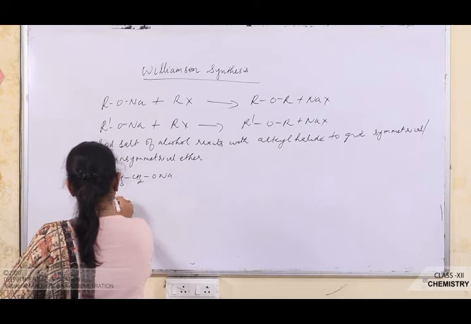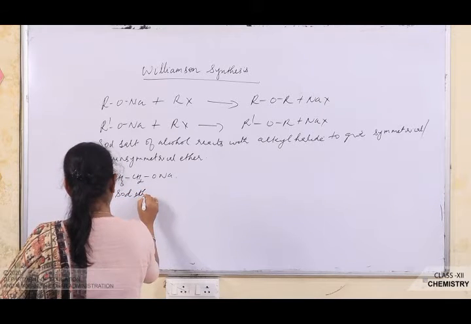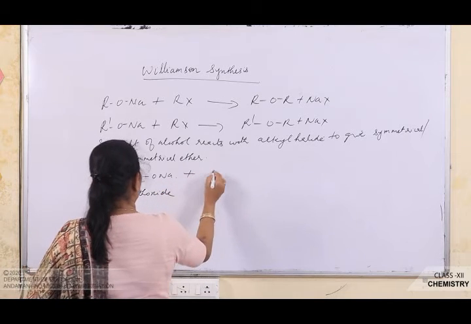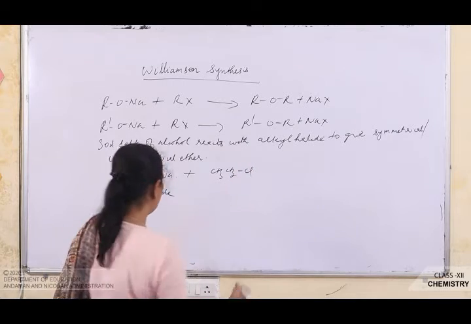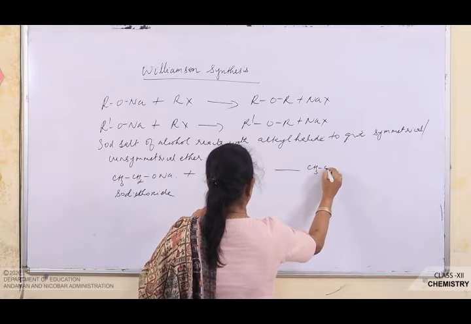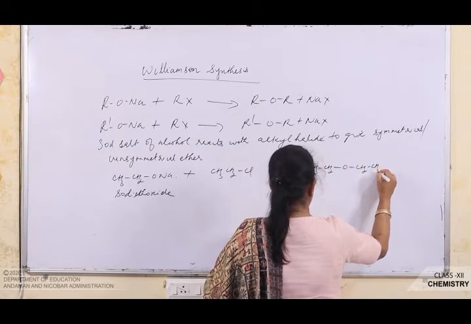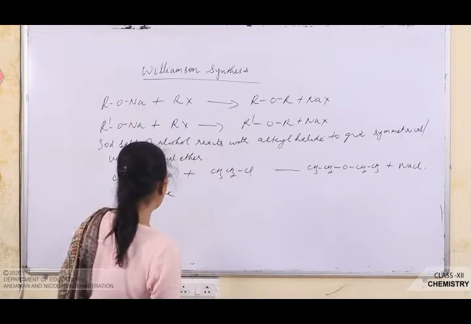So, I am just taking here, you see, CH3CH2ONa. What is this compound? It is sodium ethoxide, plus CH3CH2Cl, any haloalkane you can take. So, what will be the product? NaCl will be eliminated. So, you will get CH3CH2OCH2CH3 plus NaCl. Got it? So, getting a symmetrical ether.